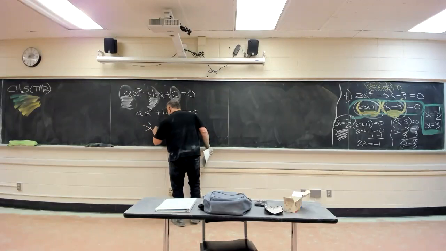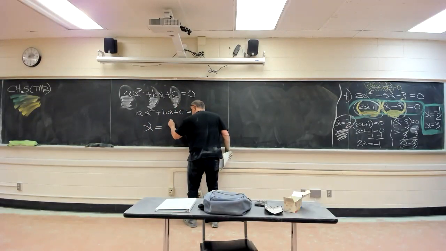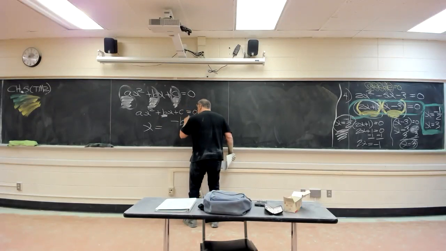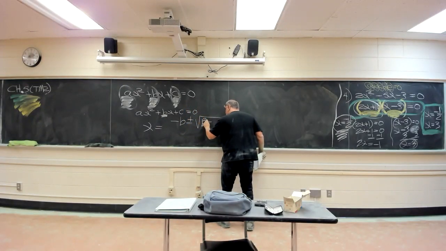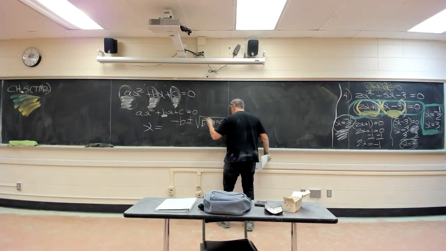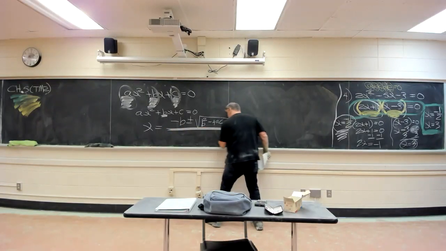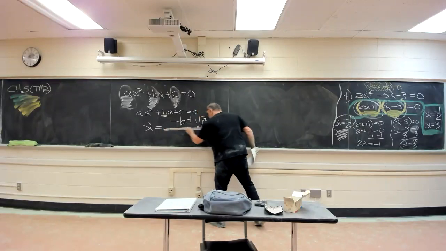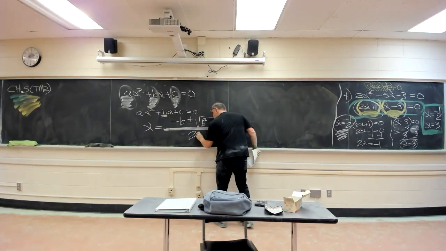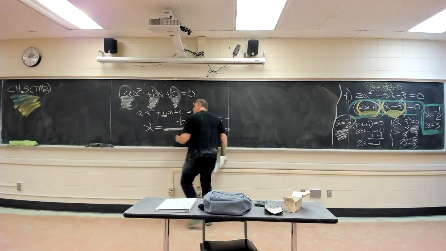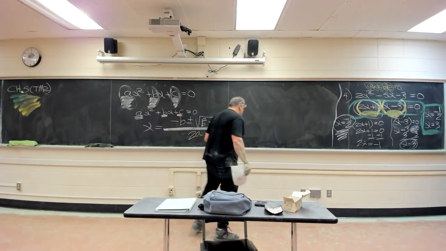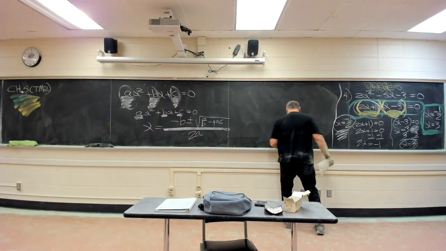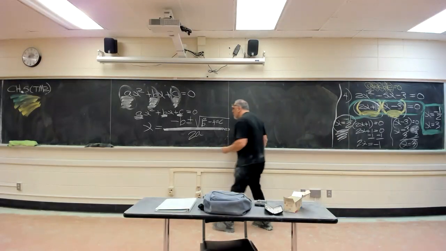x is equal to two solutions: the opposite of the b coefficient, plus or minus the square root of this quantity, b squared minus 4ac, whatever that happens to be. Everything, including the negative b, is divided by 2a. This is the quadratic formula. Guaranteed to work. Can be a little tedious sometimes, but it's guaranteed to work.